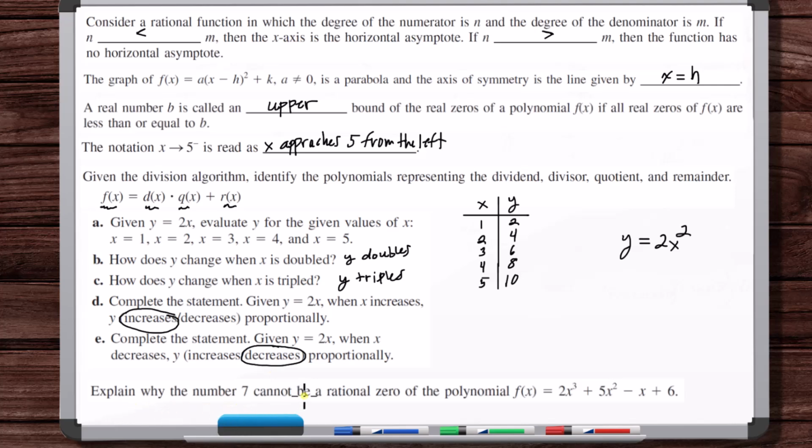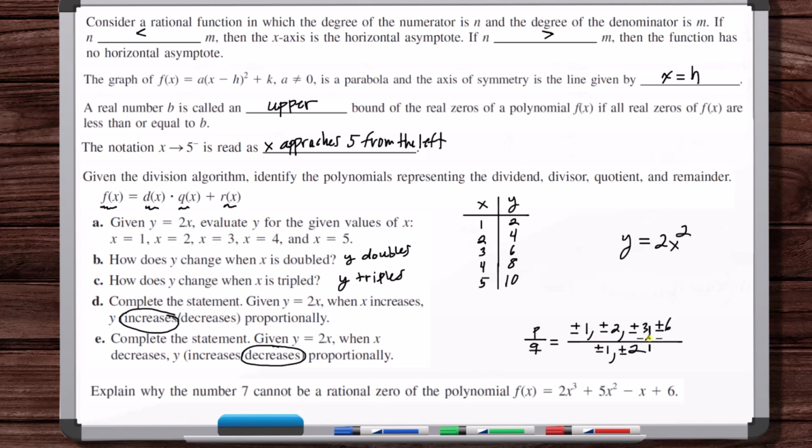Explain why the number 7 cannot be a rational zero of this polynomial. Well, okay, we want to look at the rational zero theorem. P over Q: the factors of the 6, plus or minus 1, plus or minus 2, plus or minus 3, plus or minus 6, and then the factors of the leading coefficient, plus or minus 1, plus or minus 2. So, yeah, there's no 7 in here. So 7 cannot be a rational zero.